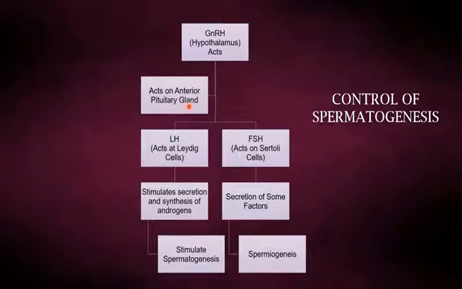Now, a high level of gonadotrophin releasing hormone stimulates release of two gonadotrophins from the pituitary gland, that is LH and FSH. LH stands for luteinizing hormone and FSH stands for follicle stimulating hormone. The LH acts on Leydig cells and FSH acts on Sertoli cells. LH stimulates the secretion and synthesis of androgens, which stimulates spermatogenesis, and FSH causes the Sertoli cells to secrete some factors which lead to spermiogenesis.